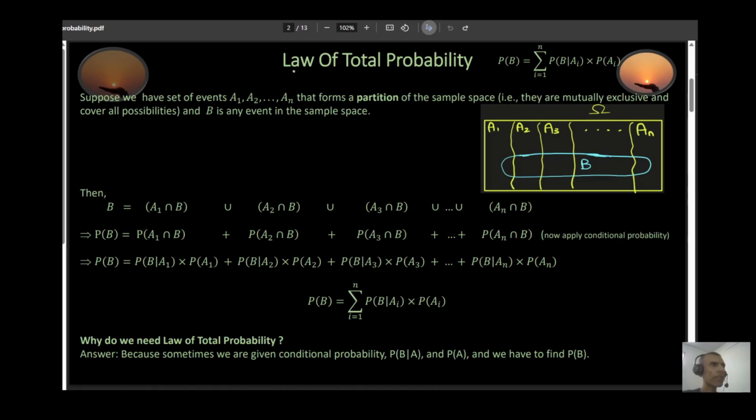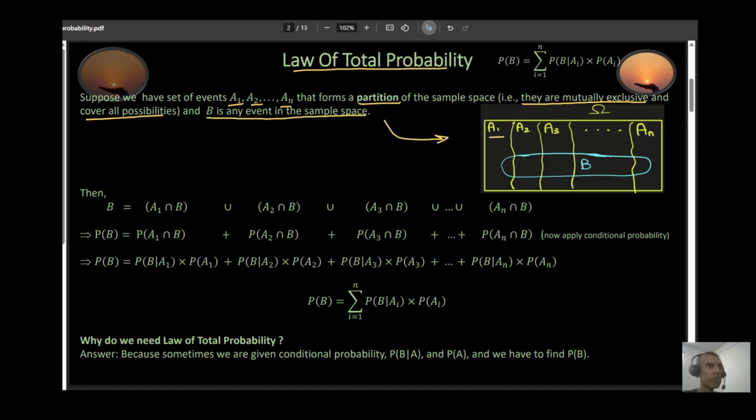Now let's look at the definition of the law of total probability. Suppose we have a set of events A1, A2 up to An that forms a partition of your sample space. In other words, A1 to An are all mutually exclusive and they cover all possibilities. And also suppose that B is any event in your sample space. Let's understand this statement through this Venn diagram.